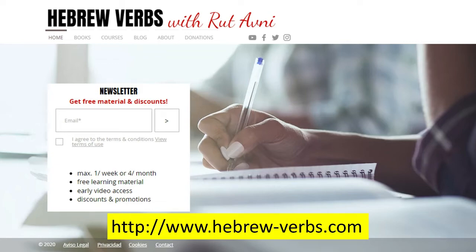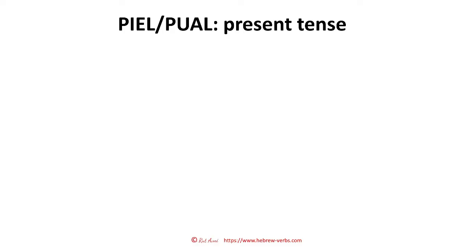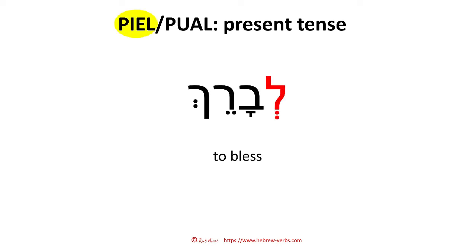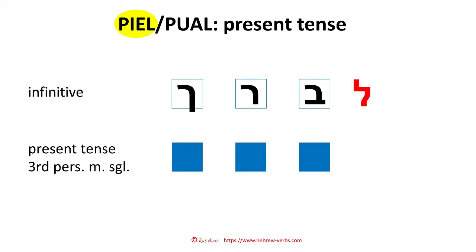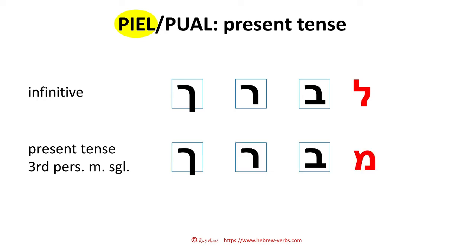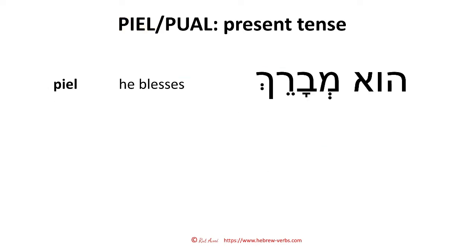And now we start. Pi'el, Pual, present tense. Let's take this example. Levarech, to bless. Now we are in Pi'el. As you know, there is no infinitive in Pual. So levarech is the infinitive, and now we want to come to the present tense. Hu mevarech. Levarech, mevarech. It's very simple in Pi'el. Hu mevarech, he blesses.